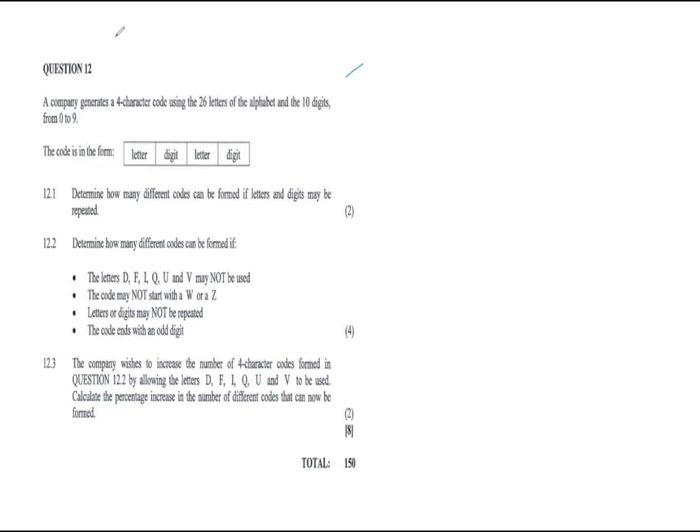All right. So we've come to the last question of the exam paper, which is our counting principles, question 12. They say a company generates a 4-character code using the 26 letters of the alphabet and the 10 digits from 0 to 9. They say the code is in the form, a letter, a digit, a letter, then a digit. 12.1 says determine how many different codes can be formed if letters and digits may be repeated, right? So this is what we are going to have. And then we want to form a 4-character code, right? With those restrictions there.